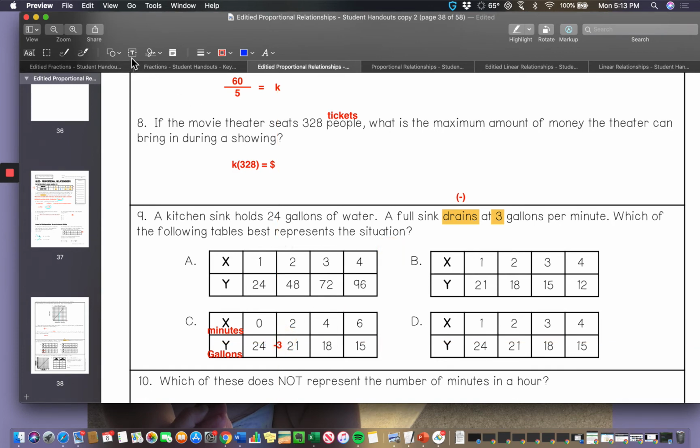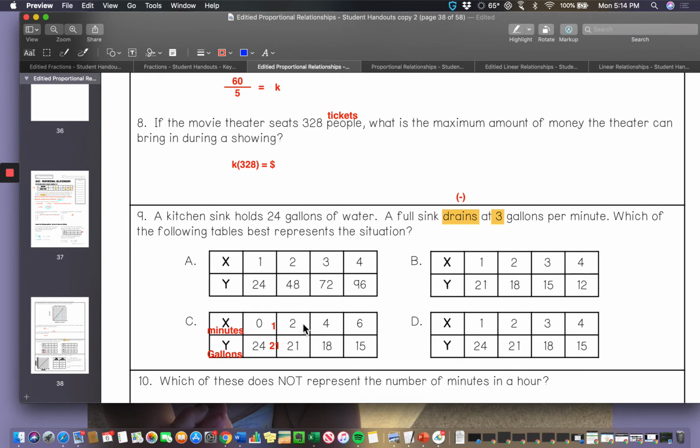But that would be for 1 minute. So let's just imagine for a second that there were another box here, right? Where I had 1 minute, and then how many gallons would there be after it drained? Well, after 1 minute, I wouldn't have 24 gallons anymore. I would have 21 gallons in my sink.